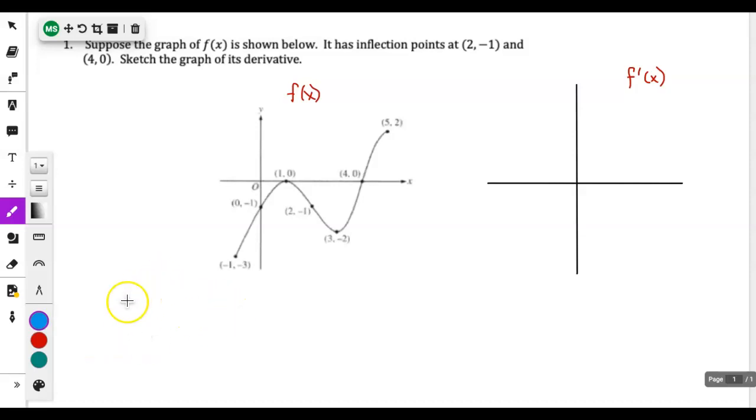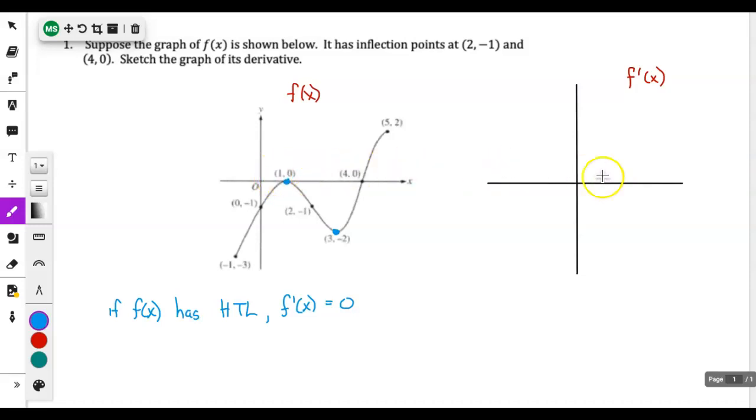If you remember, if f of x has horizontal tangent lines, f prime of x equals 0, because remember, the derivative tells you the slope of the original graph. So if the original graph has a slope of 0, then the derivative is going to be 0 there. So I would find those places first. If you look right here, there's a horizontal tangent line right there, and there's a horizontal tangent line right there. Do not get tricked into taking the x-intercepts from the original and making them the x-intercepts of the derivative.